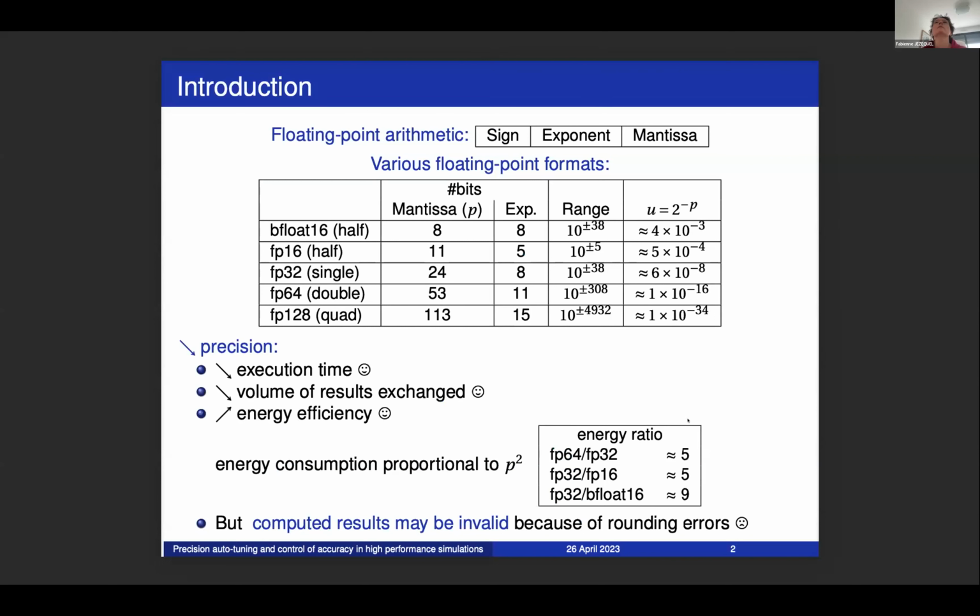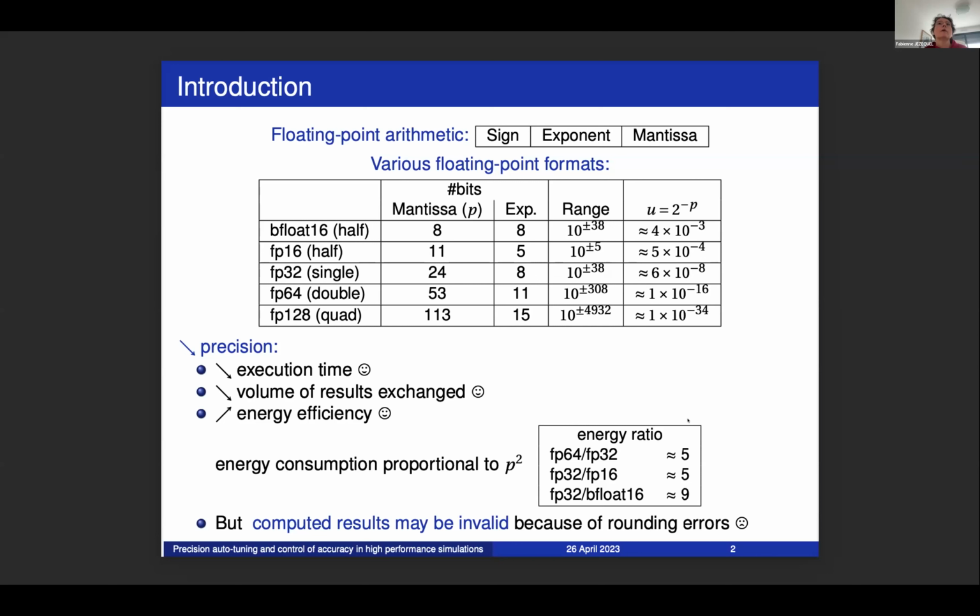As you know, when you do numerical simulations, you usually use floating point arithmetic. And in a floating point number, you have its sign, its exponent, and its mantissa. And in the table here, you have various floating point formats. For each format, we have the number of bits in the mantissa, in the exponent, the consequent range, and U, which is a unit round of error, which is the best possible accuracy.